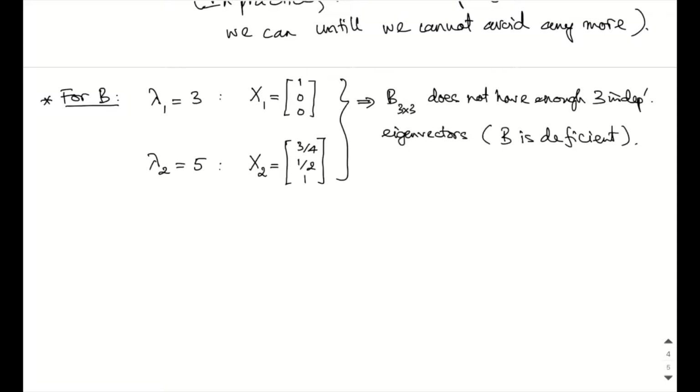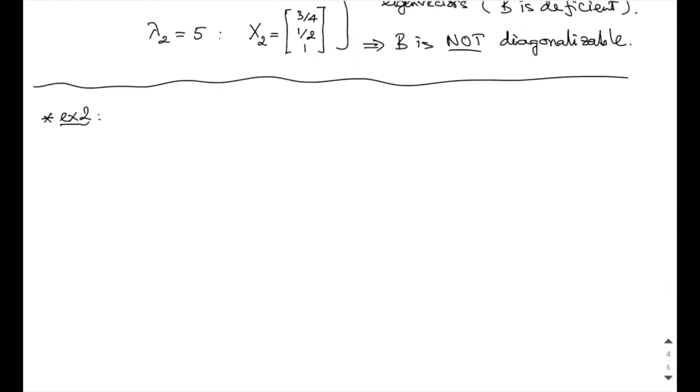Because we don't have enough 3 independent vectors here, we cannot set up the Q, and so the diagonalization is not obtainable. B is not diagonalizable. Let's consider example number 2.